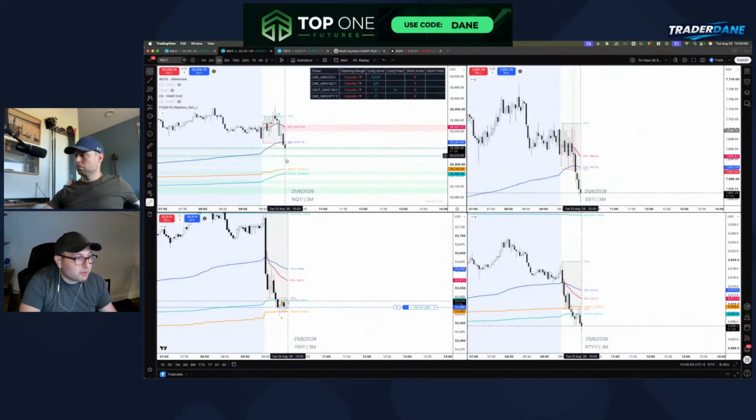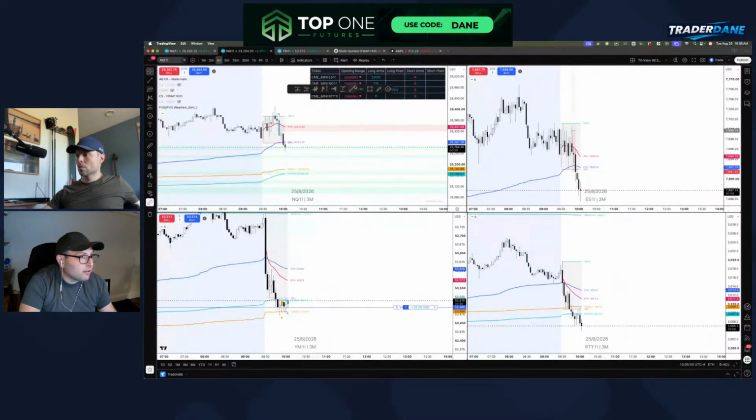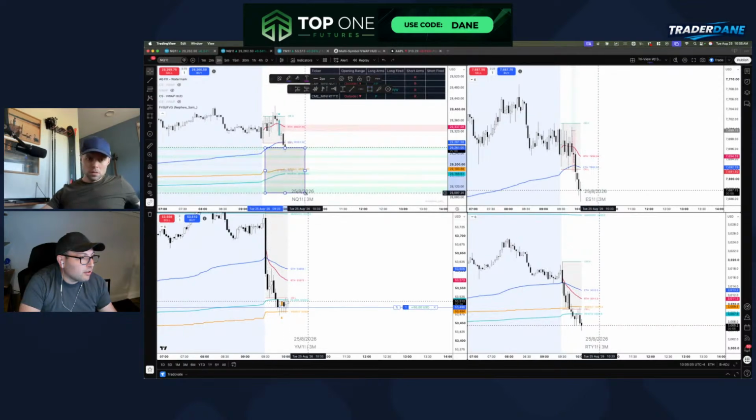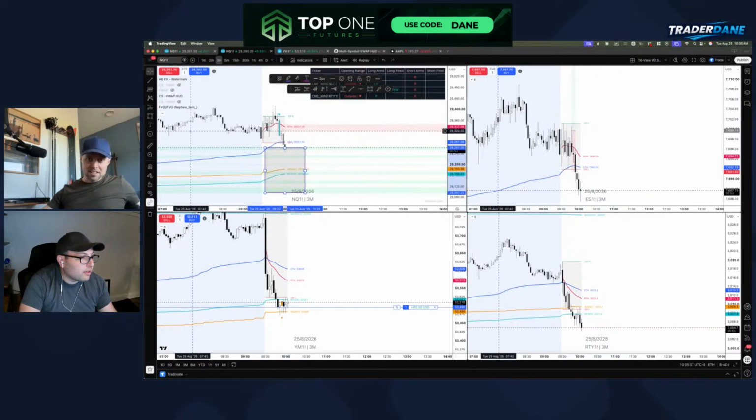Yeah. I'm curious. I'm just gonna mark that level. I'm gonna mark these for fun. So these are all fair value gaps. Yeah. Is that an indicator you put on, an ICT indicator? This is just a fair value gap indicator.